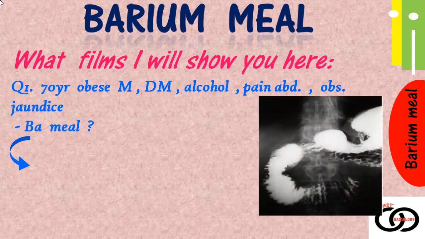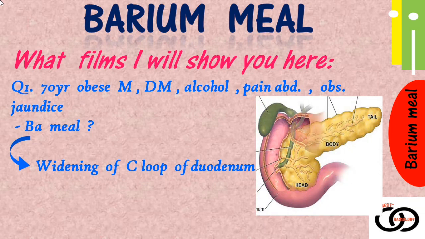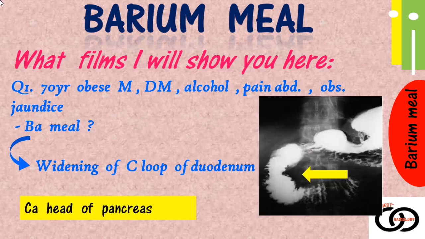See this picture. What you see here? See, the blue dot is the stomach and the pink dot is the proximal duodenum. Can you appreciate the widening of the C-loop of the duodenum? Guys, what structure normally resides within the loop? Yes, that's pancreas. But why this much broad, this C-loop? Means there is some growth in the head of the pancreas. So we are dealing with a carcinoma case. Carcinoma head of the pancreas.